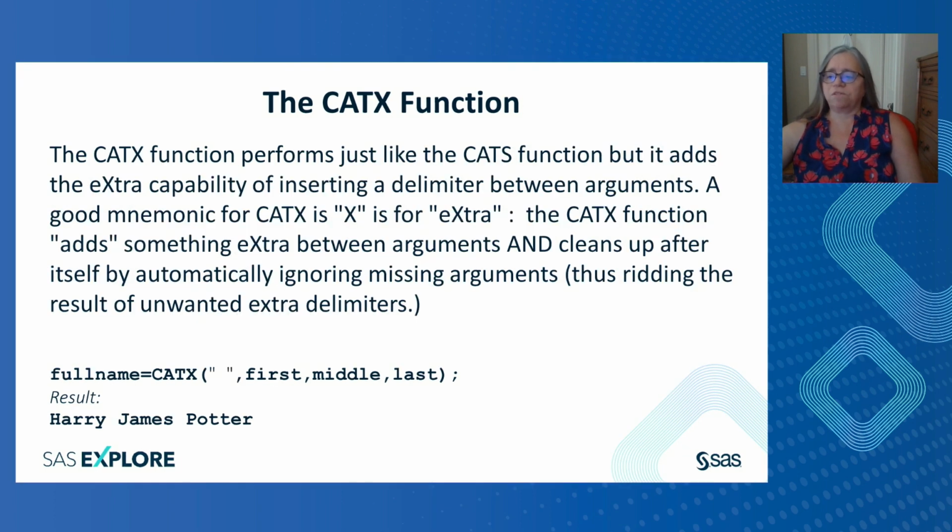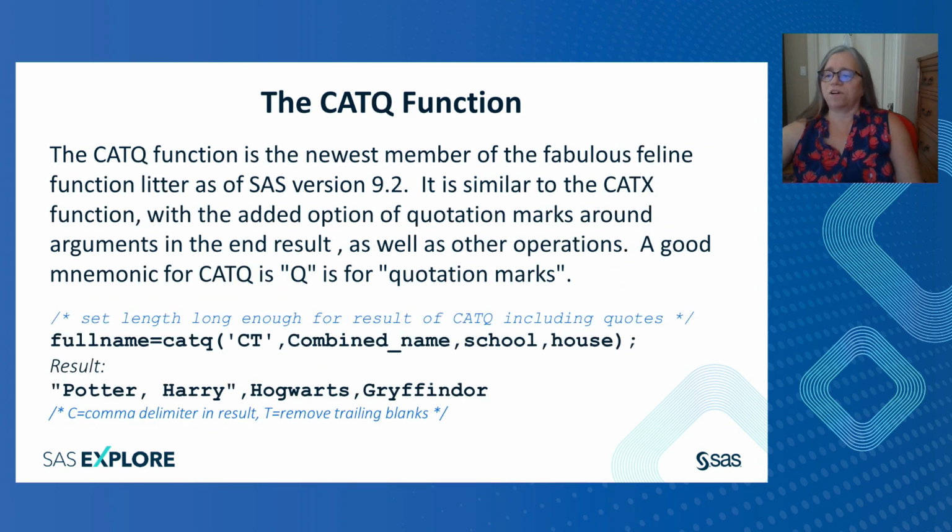The CATX function performs just like the CATS function, but it adds the extra capability of inserting a delimiter between arguments. This is handy if you want a delimiter between arguments but don't want any extra spaces. A good mnemonic here is X is for extra. The CATX function adds something extra between arguments and cleans up after itself by automatically ignoring missing arguments, thus ridding the result of unwanted extra delimiters. The CATQ function is the newest member of the fabulous feline function litter as of SAS version 9.2.